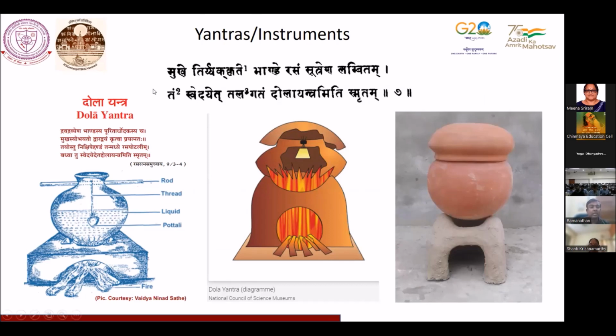This is called a Dola Yantra, where you suspend something from the top with some liquid at the bottom being heated up, and you can use this apparatus for hydrolysis purposes. On the extreme corner, you see the photograph of the apparatus, which I tried to get made for my own department here for a conference that we had conducted a few months back.